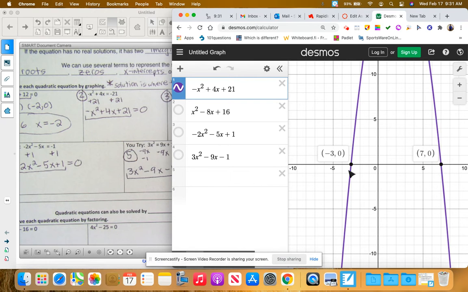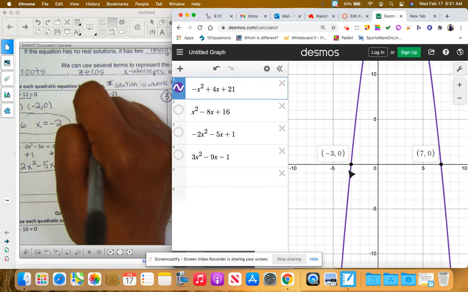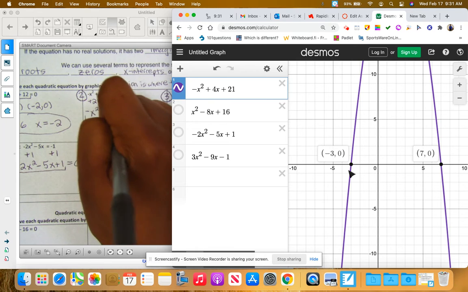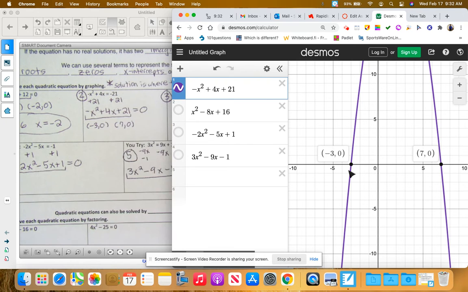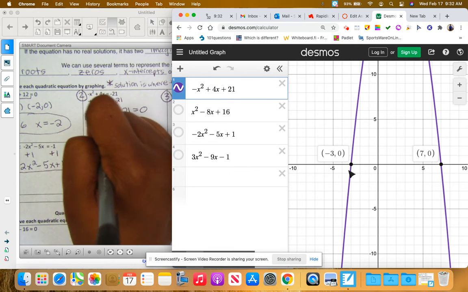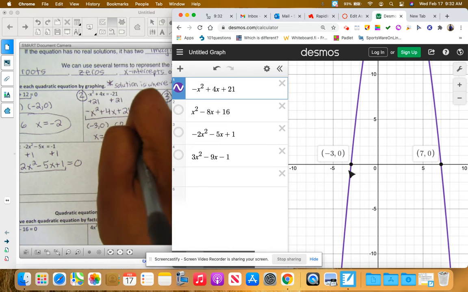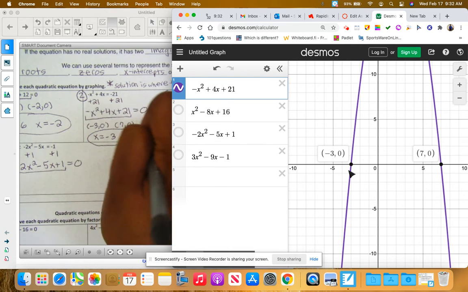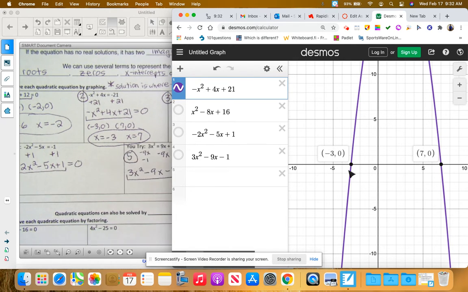So it crosses at negative 3, 0. And it crosses at 7, 0. So our two solutions, x equals negative 3, x equals 7. And ta-da, we have just solved that equation. So we just solved this equation. We graphed it, make sure it's moved over to one side, and we got our two solutions.